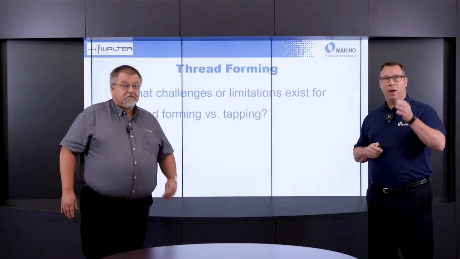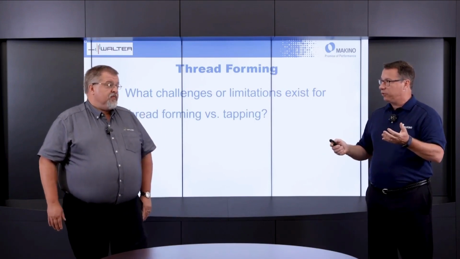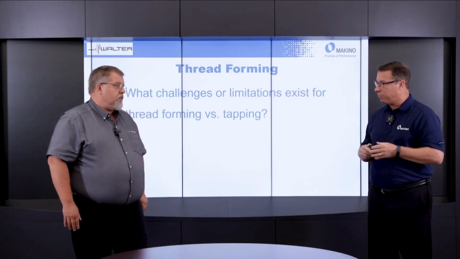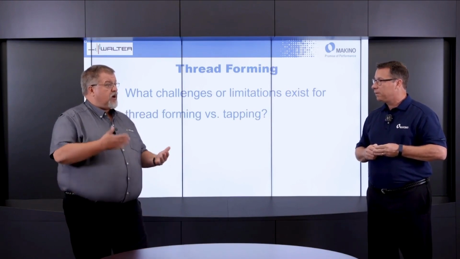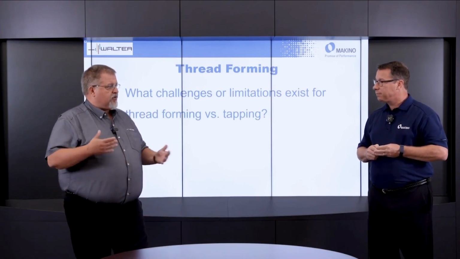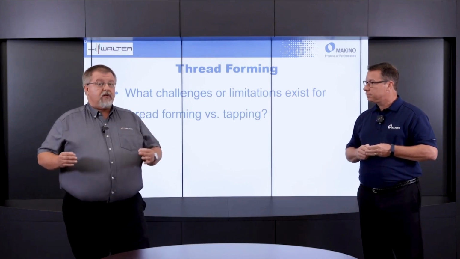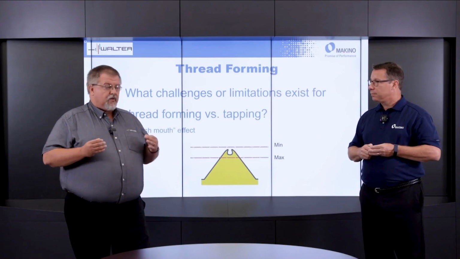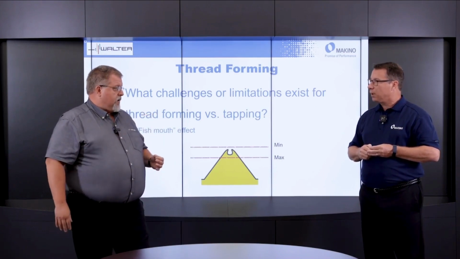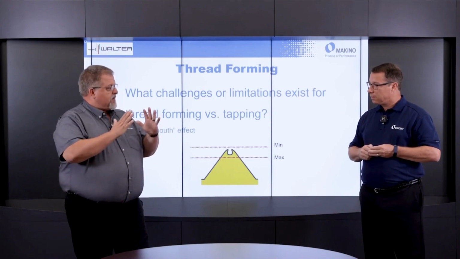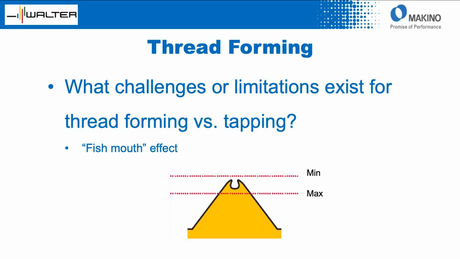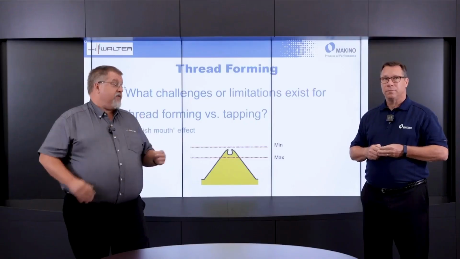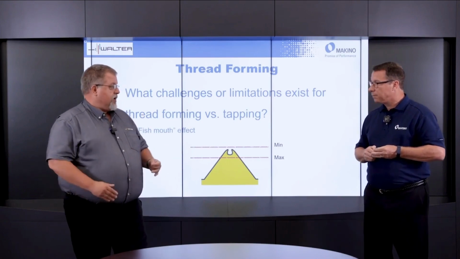Okay, very good. But what challenges and limitations exist with respect to thread forming versus the tapping that we talked about earlier? Cut tapping is very universal, and we can cut tap in almost any material. But when we are looking at thread forming, not all materials can be formed. It has to be malleable. We have to be able to push that material into the form of a thread. And what we're looking at right now, when we push that up into the form of a thread, it creates this volcano or fish mouth effect on the top here. That's very important, and it is normal. It is supposed to be there.